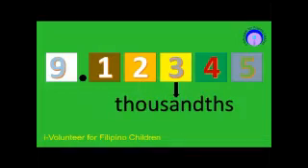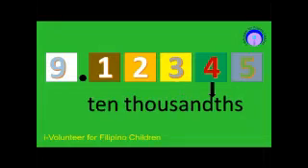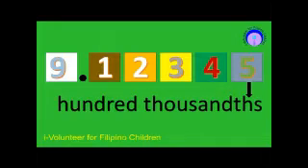The next place value is thousandths. I repeat, thousandths. The next one is ten thousandths. I repeat, ten thousandths. The next one is hundred thousandths. I repeat, hundred thousandths. Of course, we have more place values, but we will end in hundred thousandths.